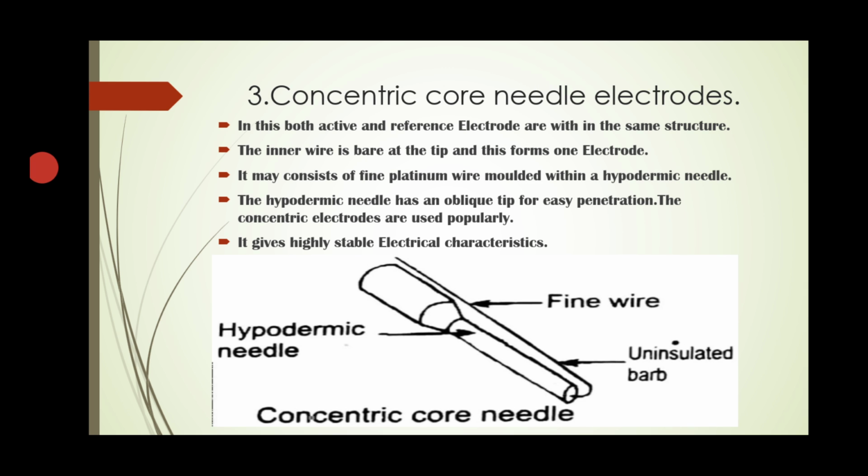Third is the concentric core needle electrode. In this, both active and reference electrodes are within the same structure. The inner wire is bare at the tip, and this forms one electrode. It may consist of a fine platinum wire molded within a hypodermic needle. The hypodermic needle has an oblique tip for easy penetration. The concentric electrode is used popularly. It gives highly stable electrical characteristics. So, this one is the diagram for the concentric core needle electrode.